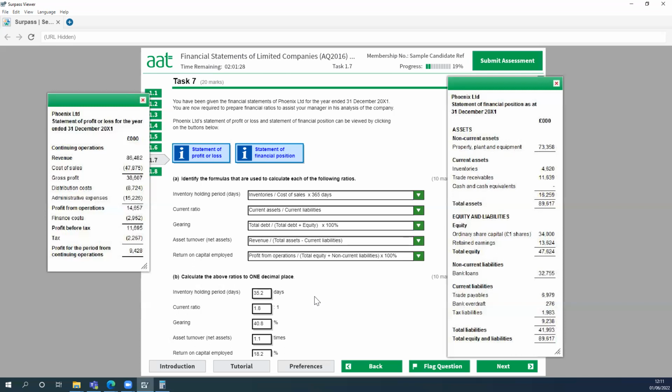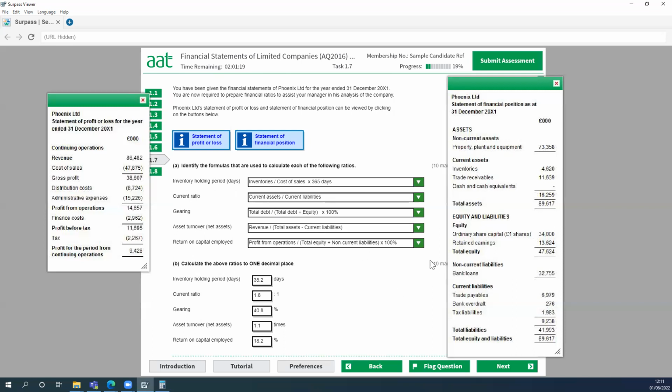Okay, so that one was 1.8. The gearing ratio: total debt divided by total debt plus equity. Okay, I'm going to do this one with reference to how you would do the same with capital employed.